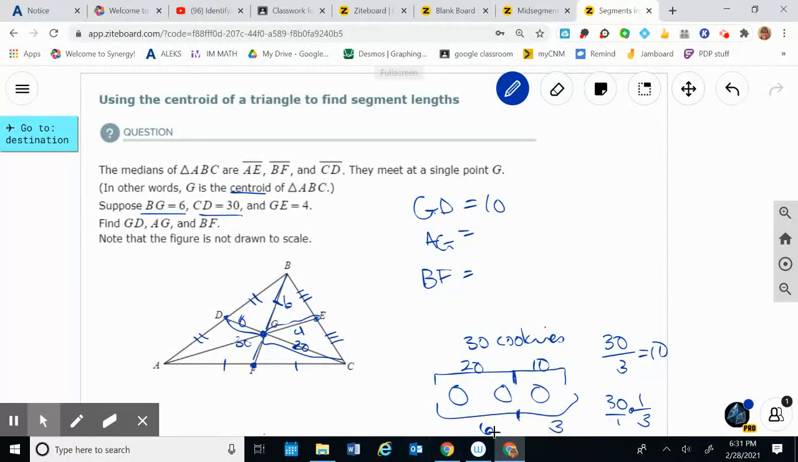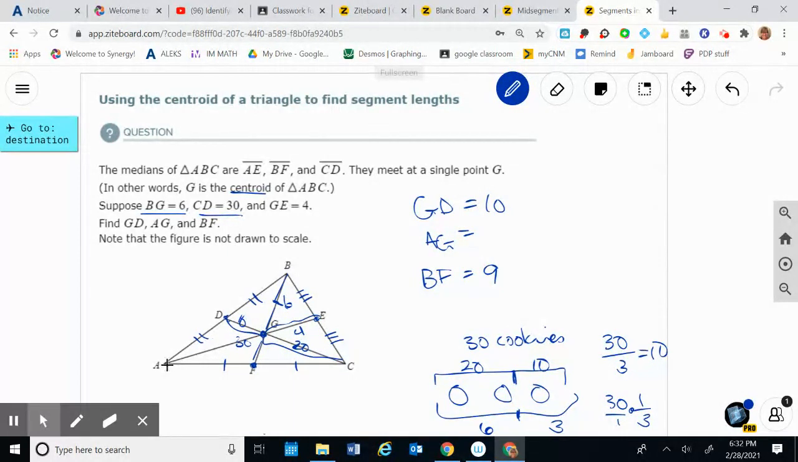3. You just cut it in half, right? Because if 2 people get 6, then they get 3 and the whole segment is 9. What did they want? They wanted BF. They want the whole segment. So altogether, there are 9. Sorry, I skipped AG. I went straight to BF.